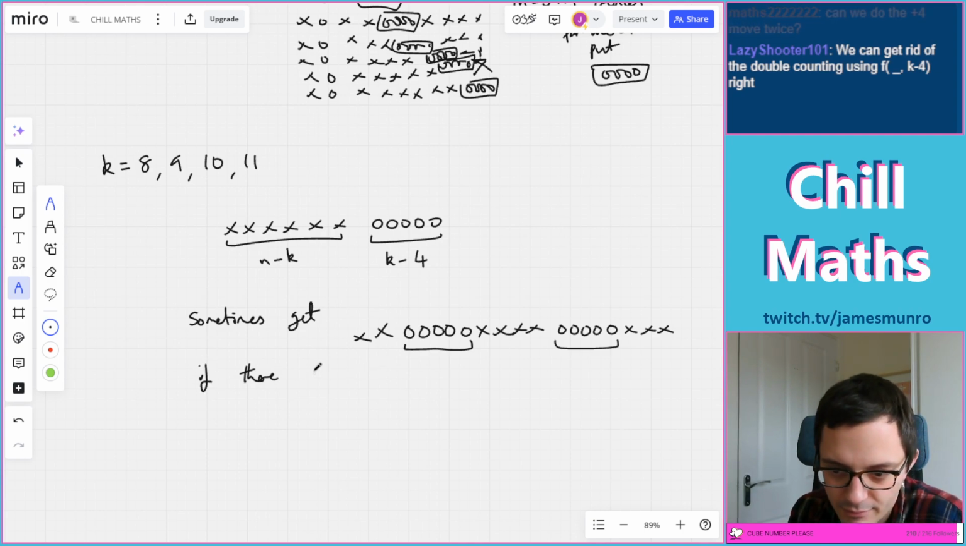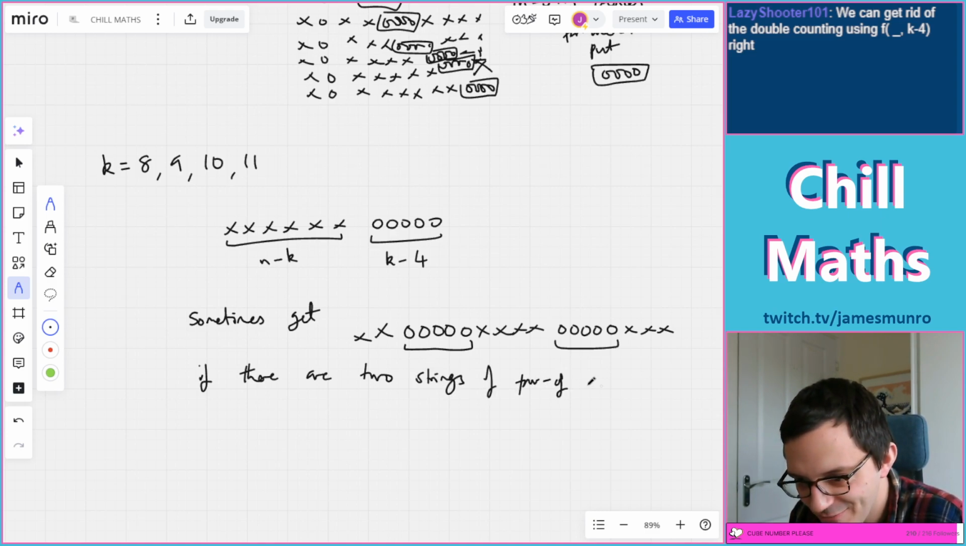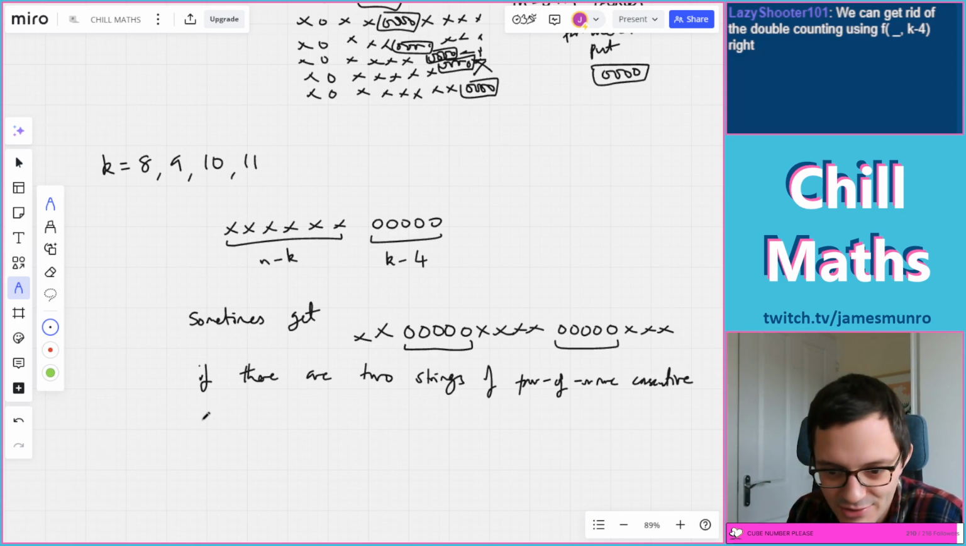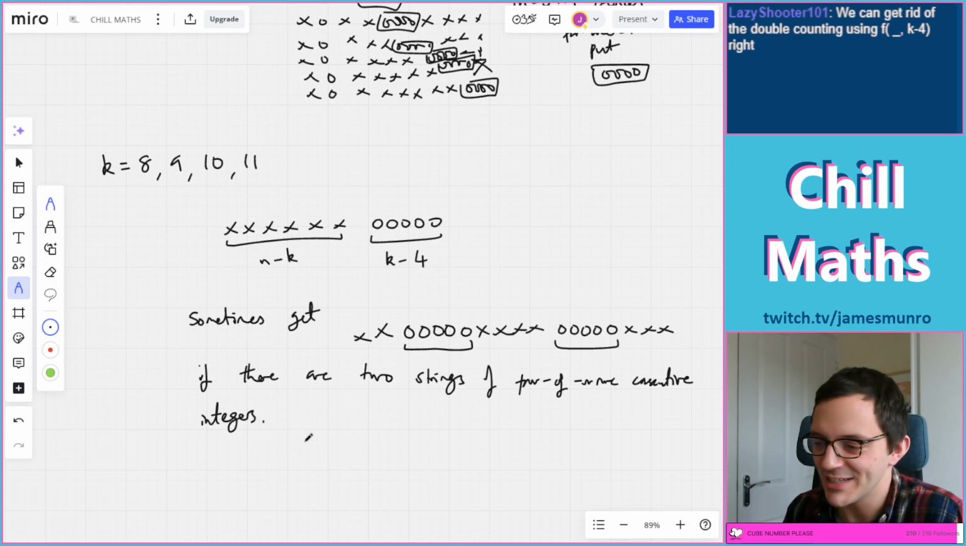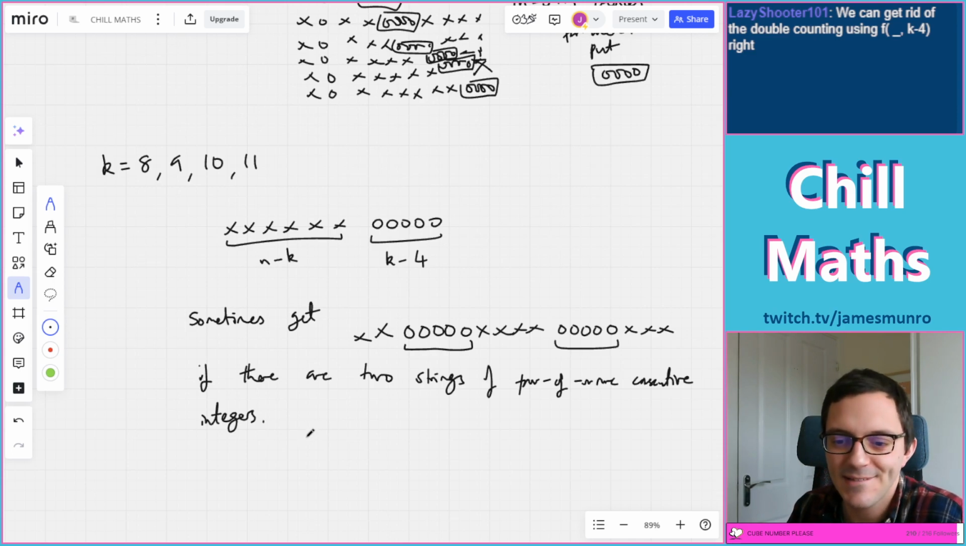If there are 2 strings of, I need a better word for this, strings of 4 or more consecutive integers. If you've got a good idea for what we could call these, but then it's tricky, isn't it? Because we all have to agree what the word is. Yeah, we're going to get rid of this double counting.